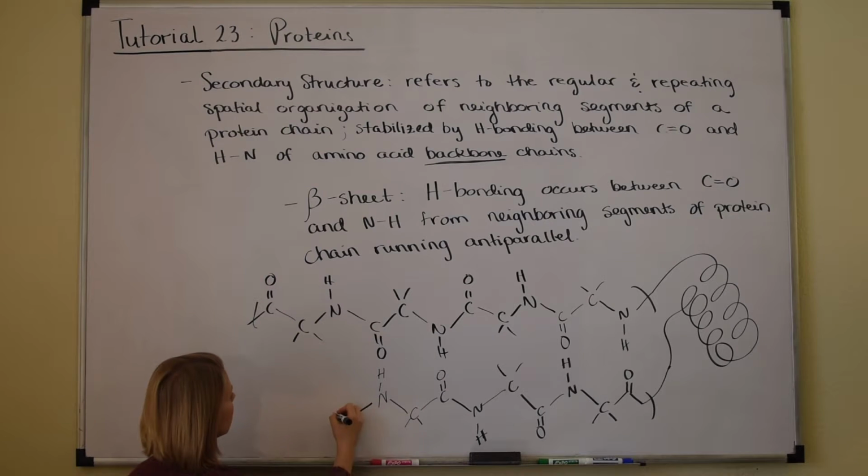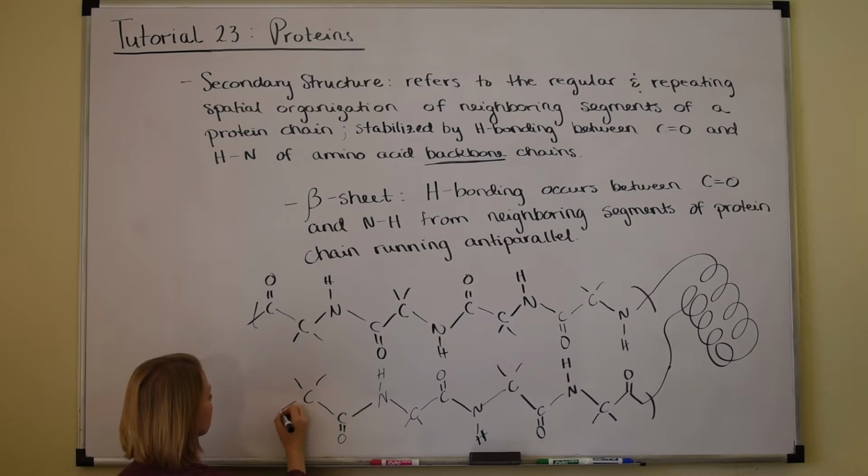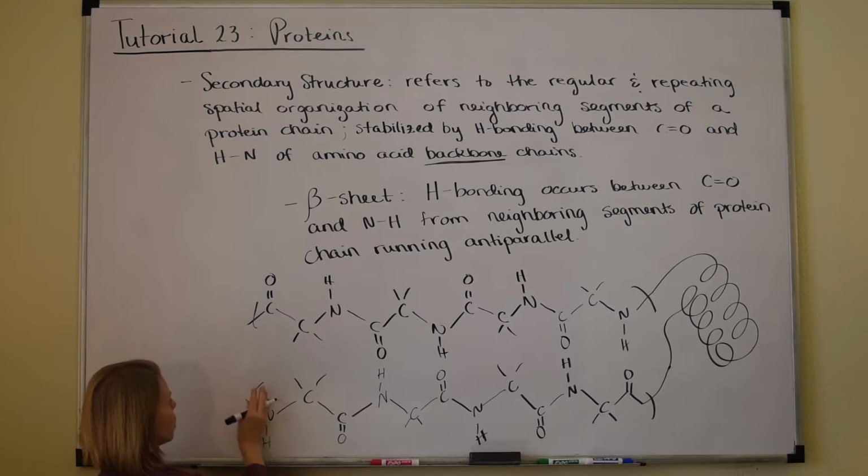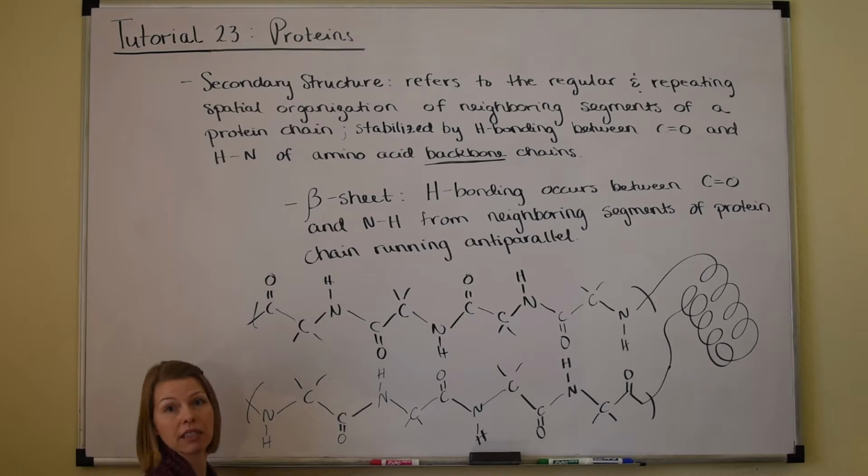Carbonyl, carbon, nitrogen. And then we'll just indicate that it's continuing because, again, this is a protein chain. This has a lot of amino acids in it. We're not going to draw them all. We're just going to draw little snippets so that we can indicate what the beta sheet means.